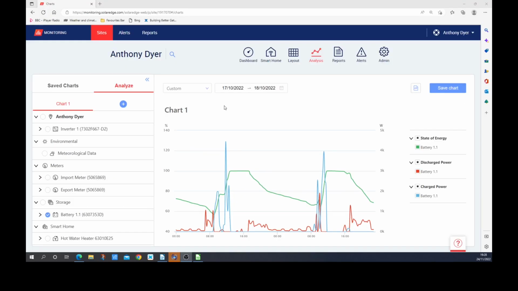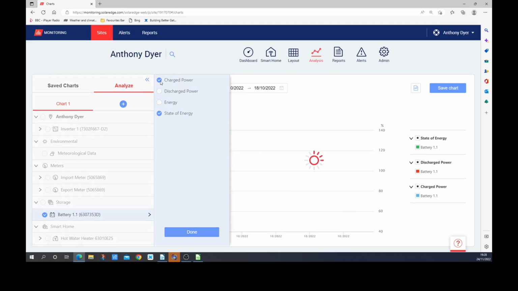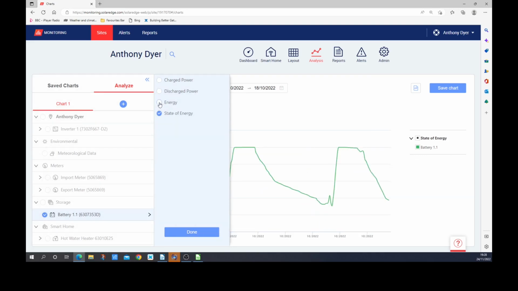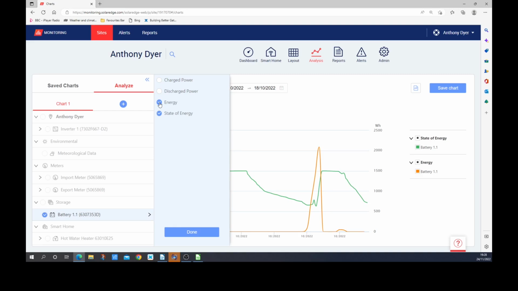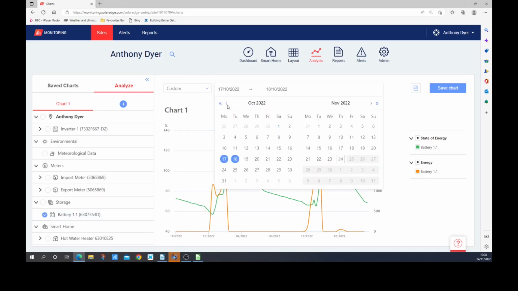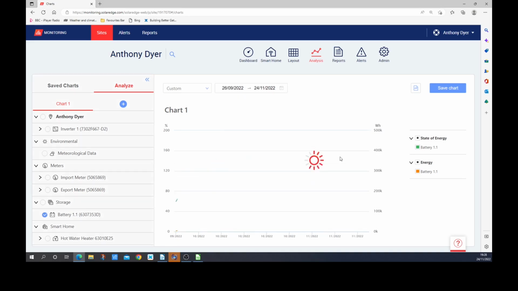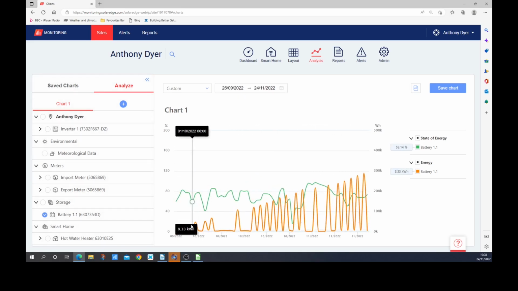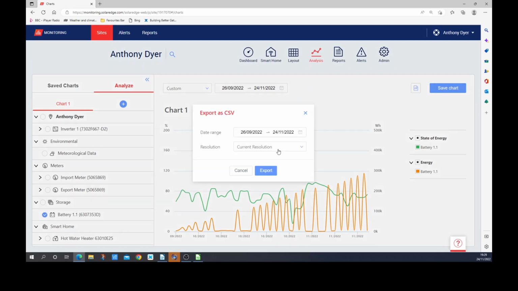Now, if we go back to this chart analysis, there is one other thing which I found really quite interesting. We will just remove the charged and discharged power. There is another data set called energy. Now, if I go to the beginning of time for this battery and go to today, what you see is what looks like an increasing trend. And still, it doesn't look like it makes too much sense.